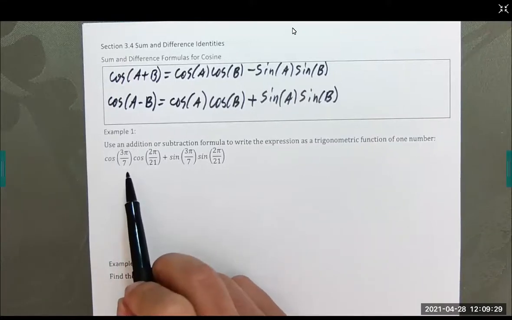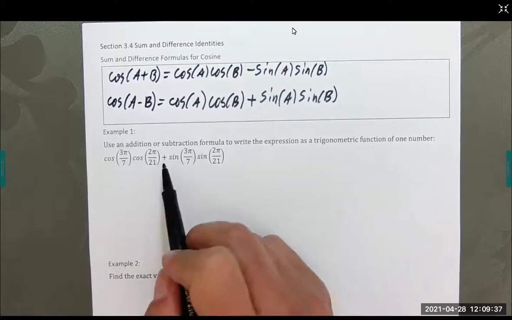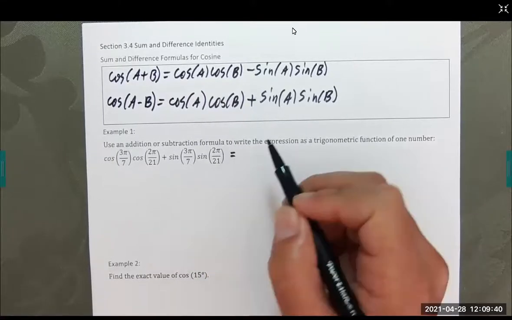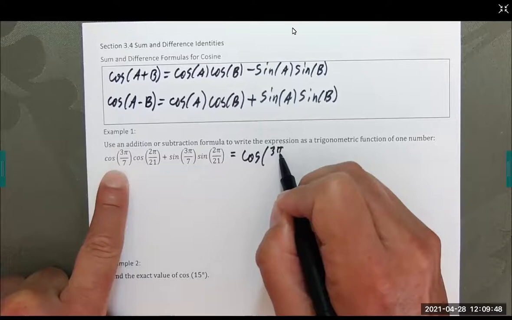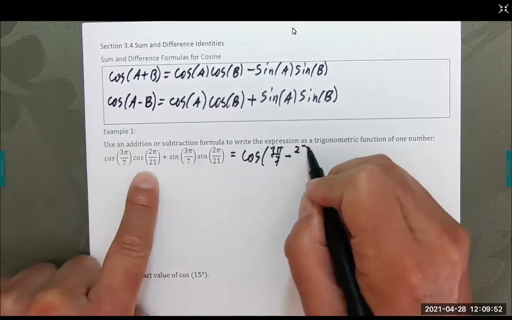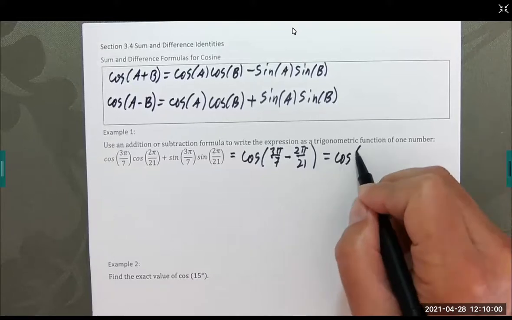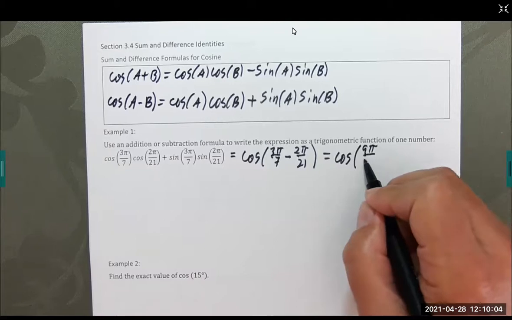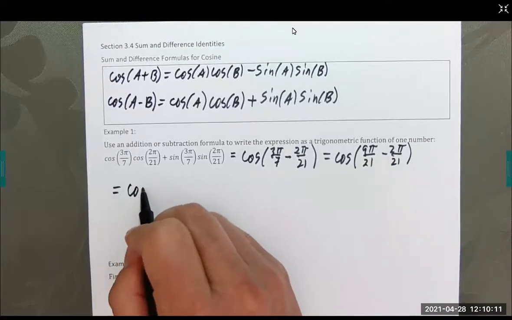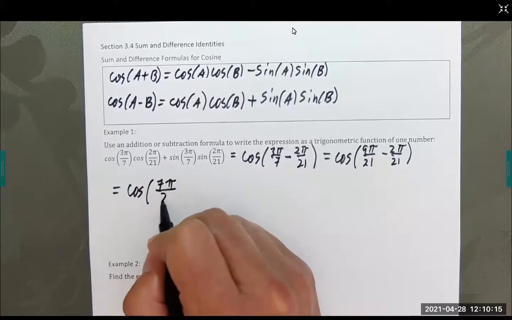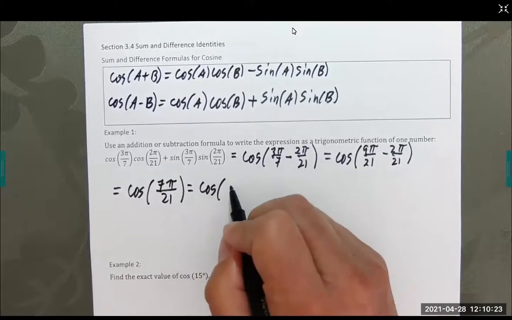So I'm going to go to the example here. We have cosine of 3 pi over 7 and cosine 2 pi over 21. And here we have the plus. So we're using this formula here. This becomes cosine of 3 pi over 7 minus 2 pi over 21. And now I have to get a common denominator for that. So that's going to be 9 pi over 21 minus 2 pi over 21, which gives us the cosine of 7 pi over 21. And very nicely, this reduces to the cosine of pi over 3.